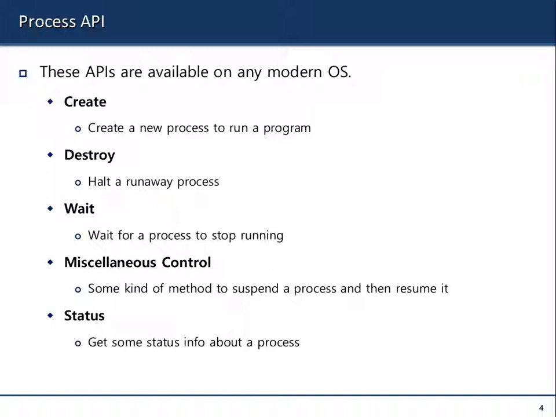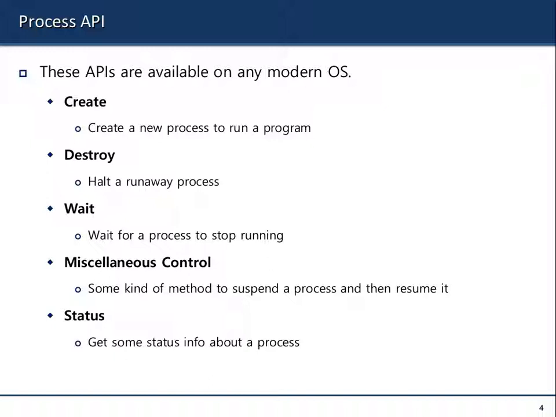Destroy a process, so it halts a runaway process. I showed you a while ago the kill command. When we run the CPU program in the background, it's still running, so we can actually kill that using the kill command. And kill is actually a system call, part of the process API to destroy the process.